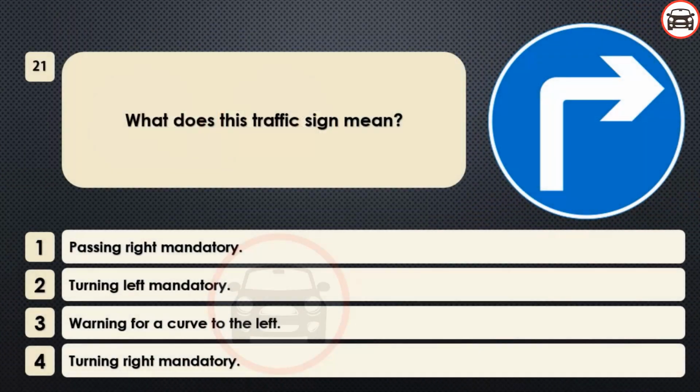What does this traffic sign mean? 1. Passing right mandatory. 2. Turning left mandatory. 3. Warning for a curve to the left. 4. Turning right mandatory.